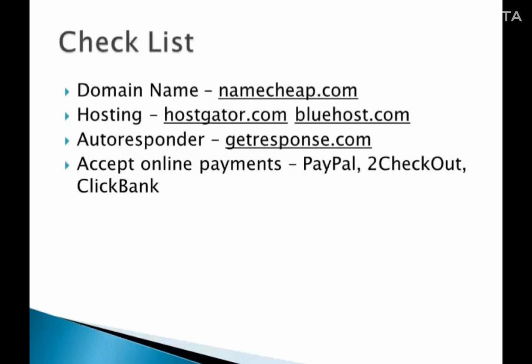Checklist. Domain name, Namecheap.com. Hosting, HostGator.com or Bluehost.com. Autoresponder, GetResponse.com. Accept online payments, PayPal, 2Checkout, or ClickBank. Make sure you have all of these purchased, downloaded, and in place. Firstly, your domain name, which you can get from Namecheap.com. Secondly, your hosting account to host your files. You can use services like HostGator.com or Bluehost.com for hosting your sites.